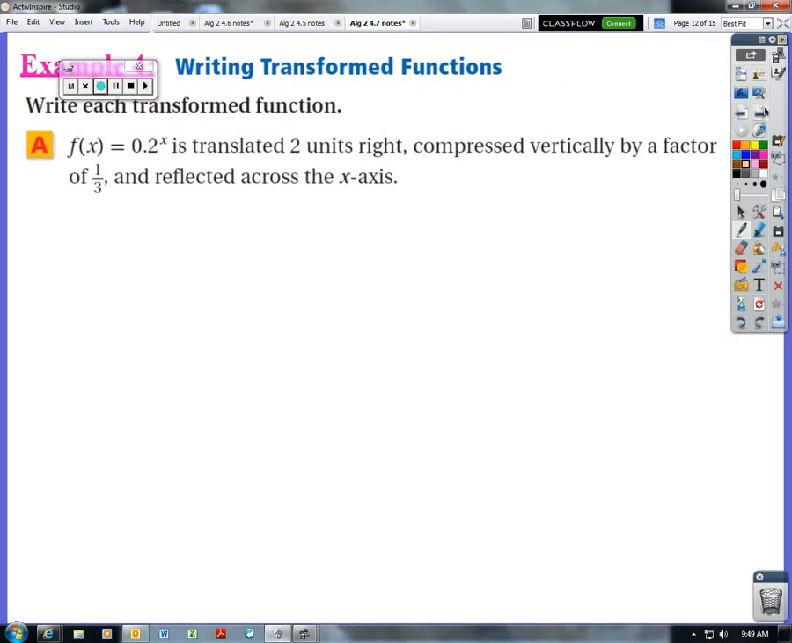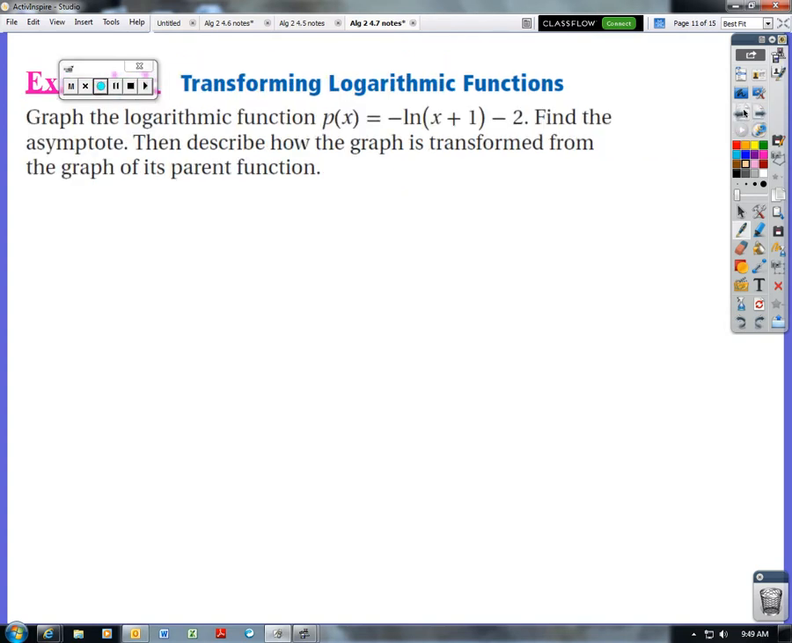Okay, so we have one more of these. We'll do that now, and then I'm going to stop the video. Graph the log function p of x, and hopefully try this on your own first.